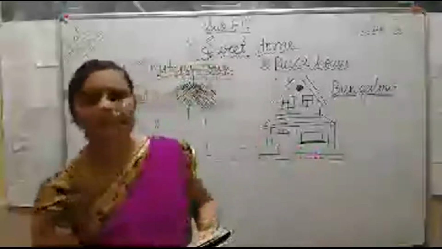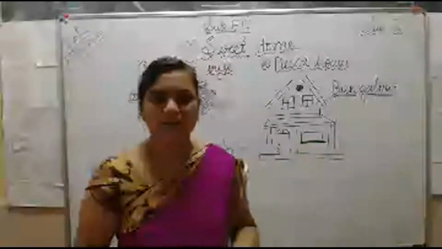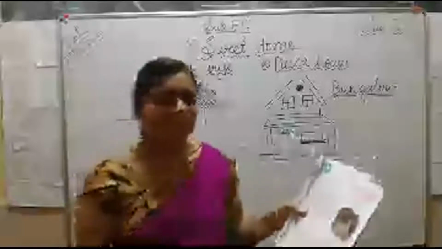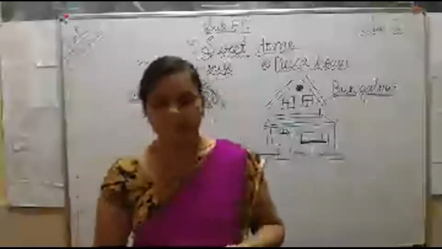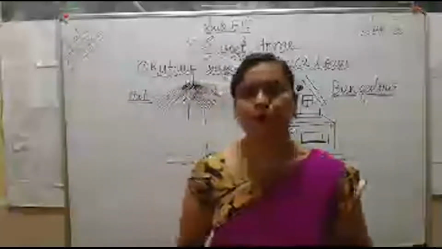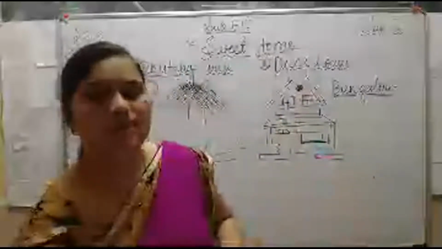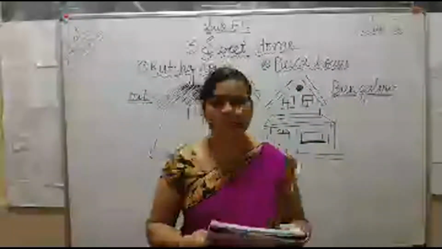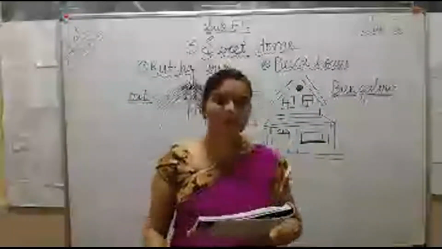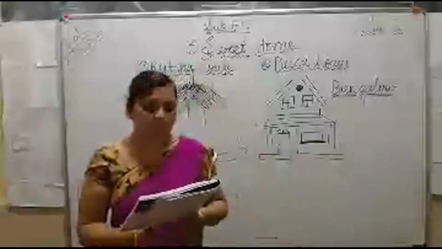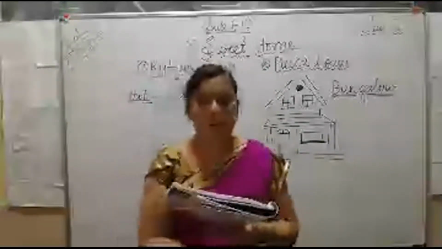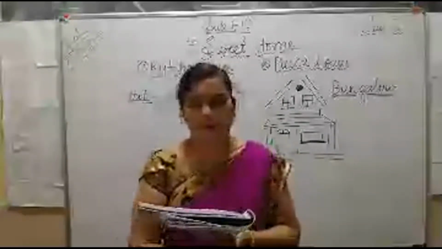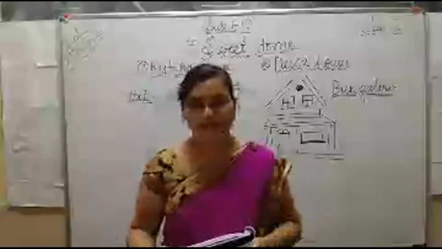Okay, I will read the lesson now. Students, put your fingers on your page number 17. Chapter 3, Sweet Home. In olden times, people did not live permanently at one place. They moved from one place to another in search of food. They hunted animals or lived on fruits and roots of plants. They lived in caves to protect themselves from cold and hot weather, rain, wild animals, etc.